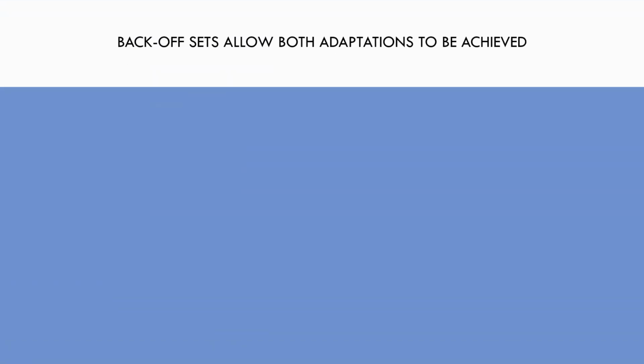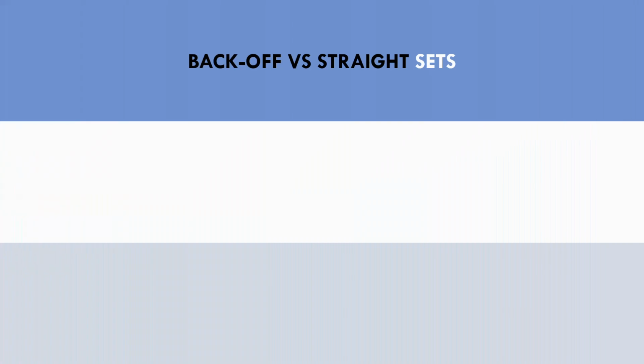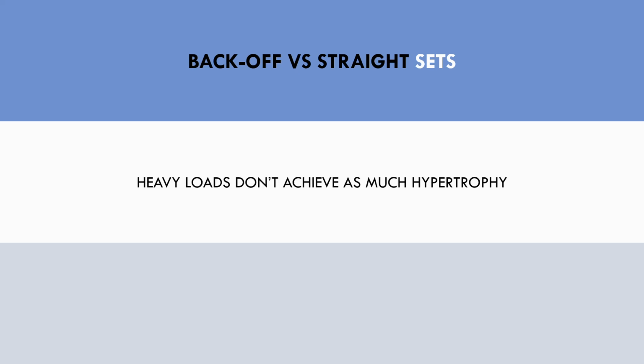So why can't we just perform multiple straight sets of heavy loads to achieve both neural and structural adaptations? Well, it makes sense that if we perform enough sets using heavy loads, then we can accumulate enough volume to promote hypertrophy. Since heavy loads with low rep ranges simply don't induce as much hypertrophy per set as higher rep ranges, a higher number of heavy sets would be required to see the same muscle growth.